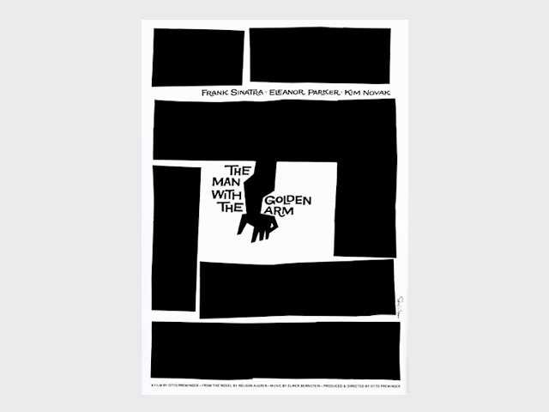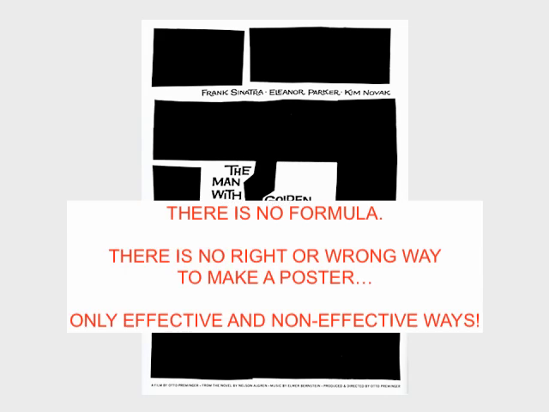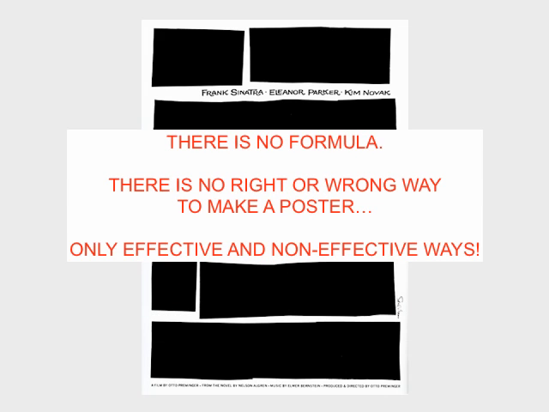As with everything, these rules can be broken. They're not absolutely set in stone. There is no formula. The rule of thirds is a guideline. You can default to thirds and you'll get away with it more often than not. The key thing is there's no right or wrong way to do any of these things. There's effective and there's non-effective ways.